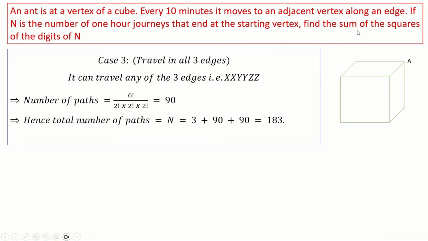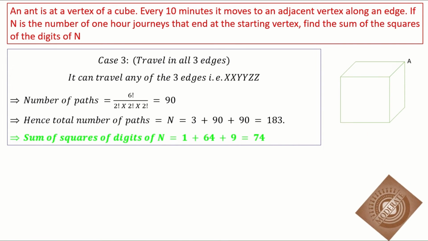Now what he is asking is to find the sum of squares of the digits of n. So that is 1 square, that is 1, plus 8 square, 64, plus 3 square, 9, and the sum is 74. This is the answer. So this is medium. The last question was very tough actually, but this looks medium at least. Next.